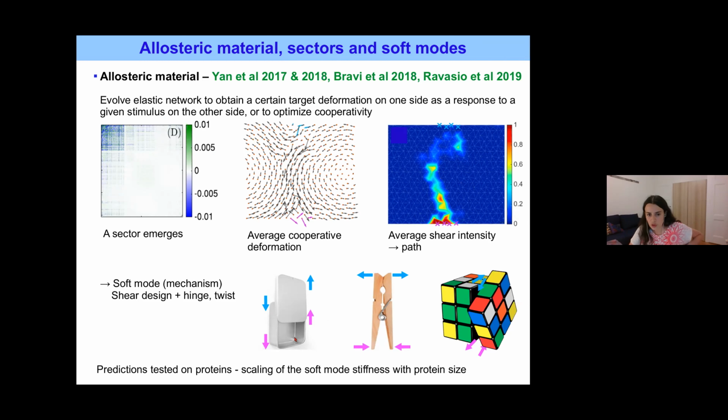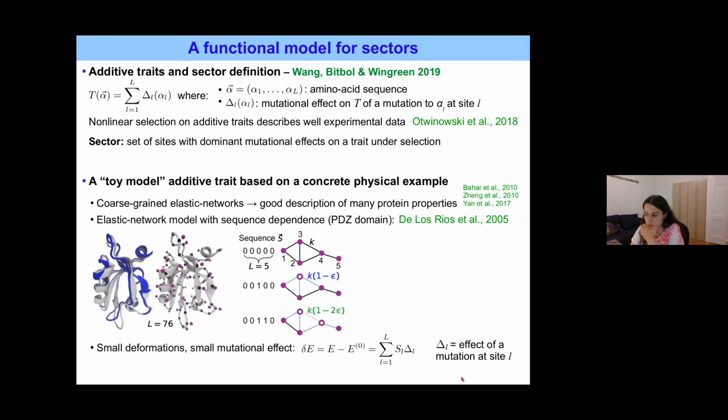So this can be viewed as a material with a soft mode of shear, and other types of these materials evolve hinge or twist design. And this simple model has given rise to some predictions on proteins, such as the scaling of the soft mode stiffness with protein size.